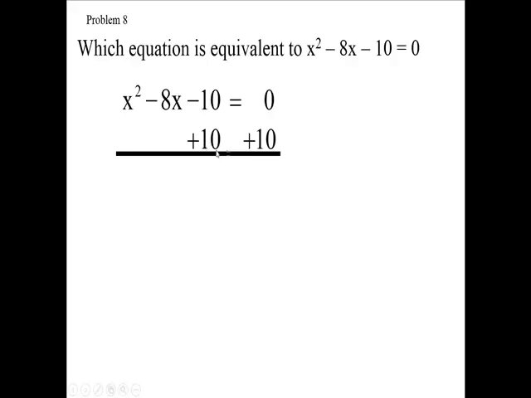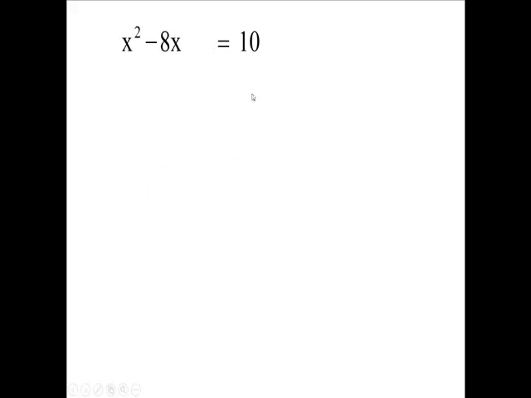Let's add 10 to both sides. We'll have x squared minus 8x equals 10, okay? Move that up here, and let's just start thinking about this. Now, if you cut 8 in half, what do you get? What's half of 8? 4. Well, what does a 4 have to do with it?